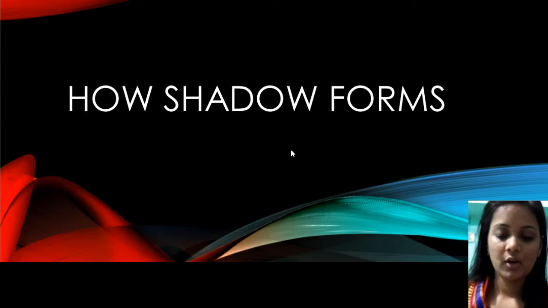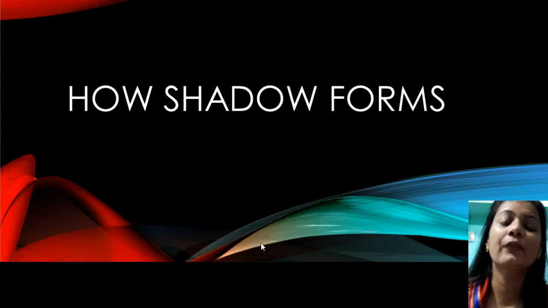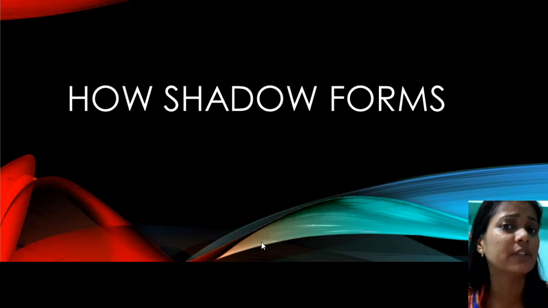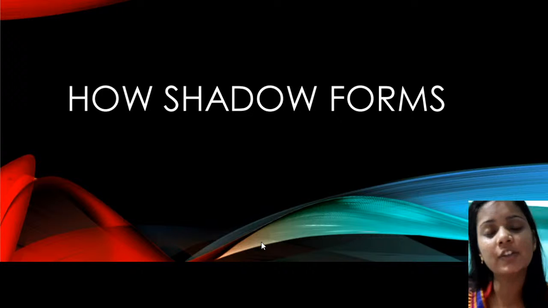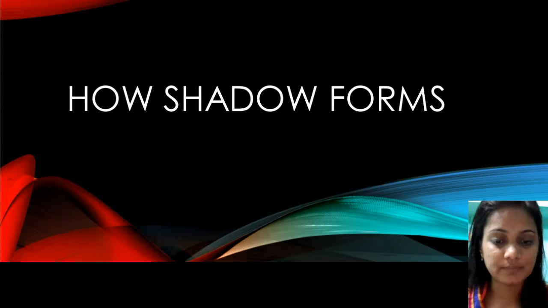So in the eclipse also the same concept is applied: if any object blocks the path of light, suppose the light is coming from this way, and any object blocks the path of light, then the shadow forms. So there are two types of eclipses. One is solar eclipse and the second is the lunar eclipse.